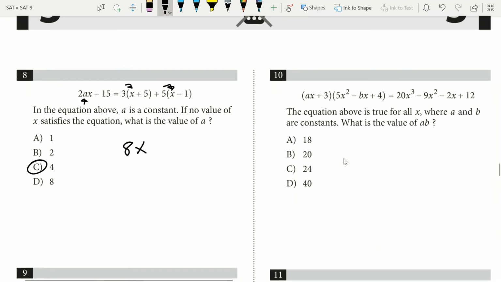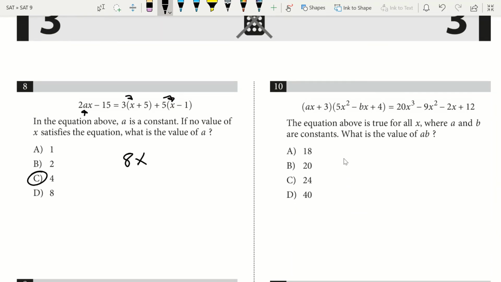Question 10. The equation above is true for all x where a and b are constants. What's the value of a times b? All right, all I'm worried about is x squared, because that's what a times b is, right? It's negative ab x squared. I see I have 3 times 5x squared, which gives me plus 15x squared. That has to equal my x squared value on the other side, which is negative 9x squared.